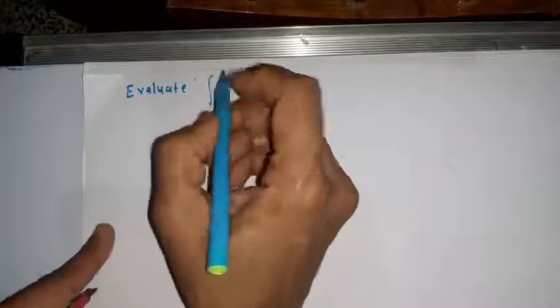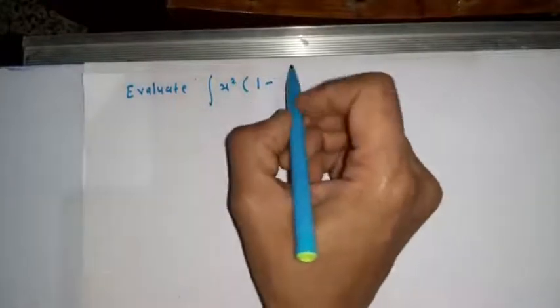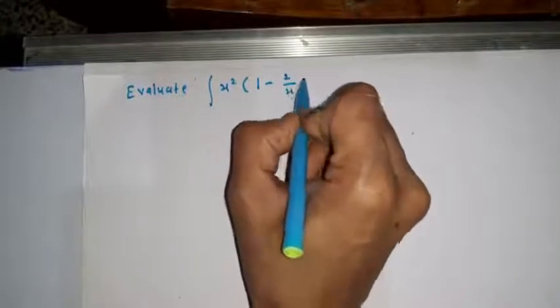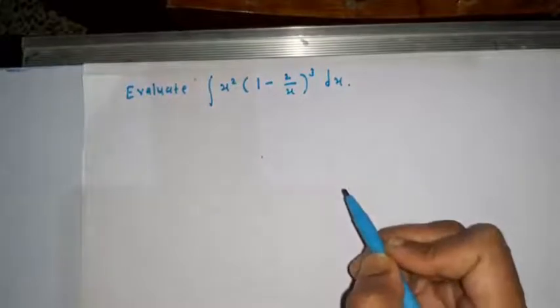Now the next problem is: evaluate the integration of x square into 1 minus 2 upon x raised to 3 with respect to x.